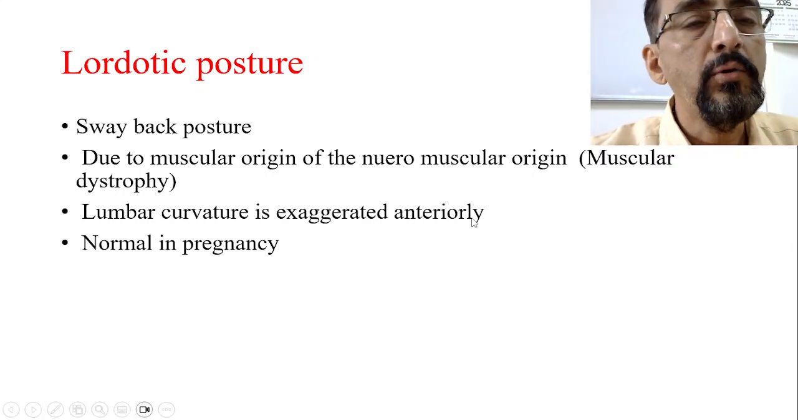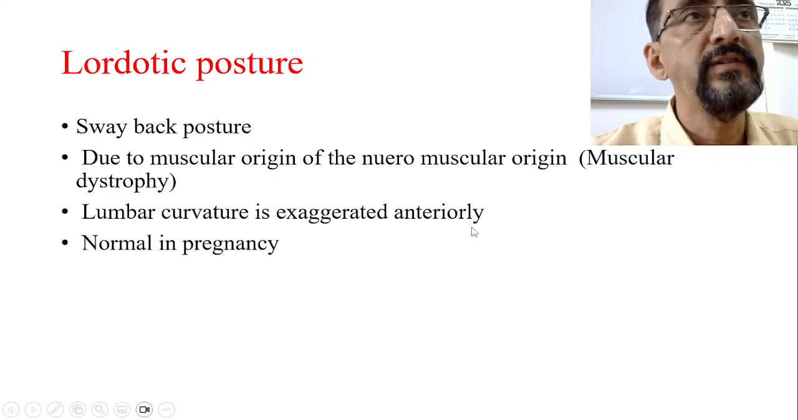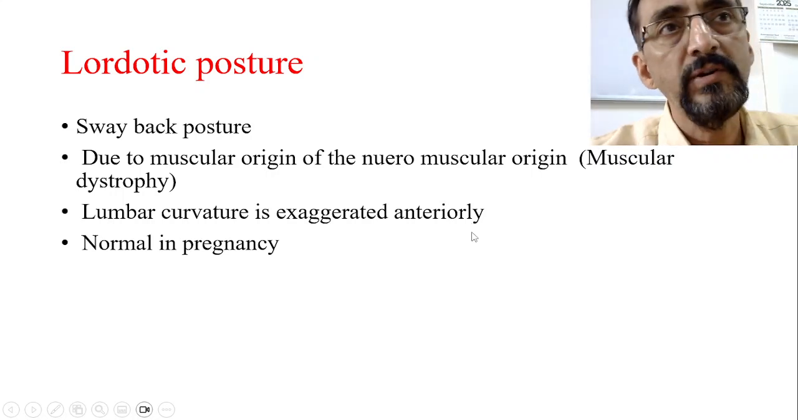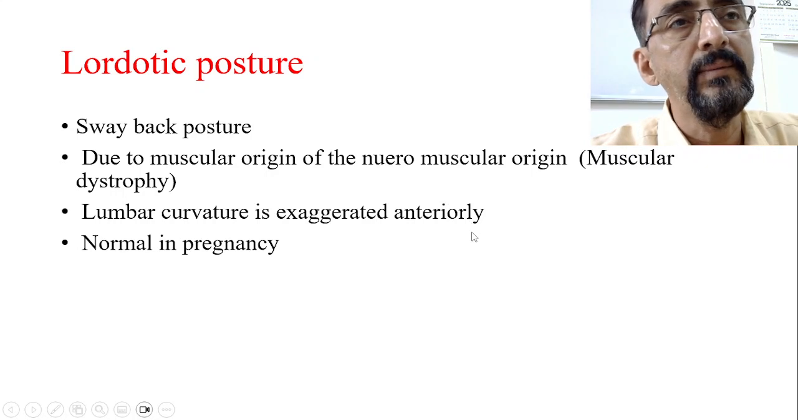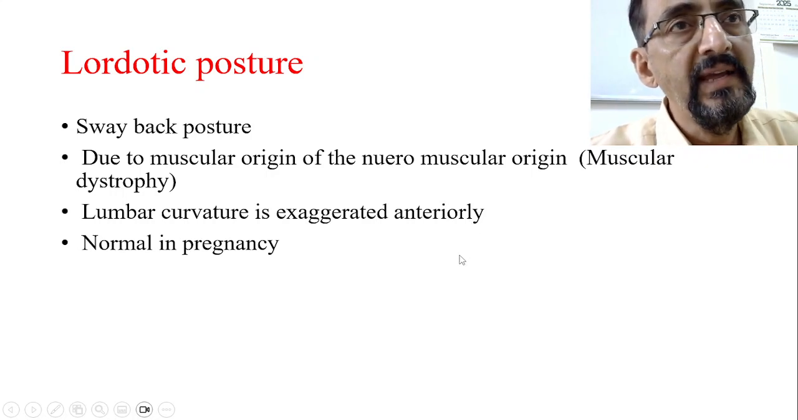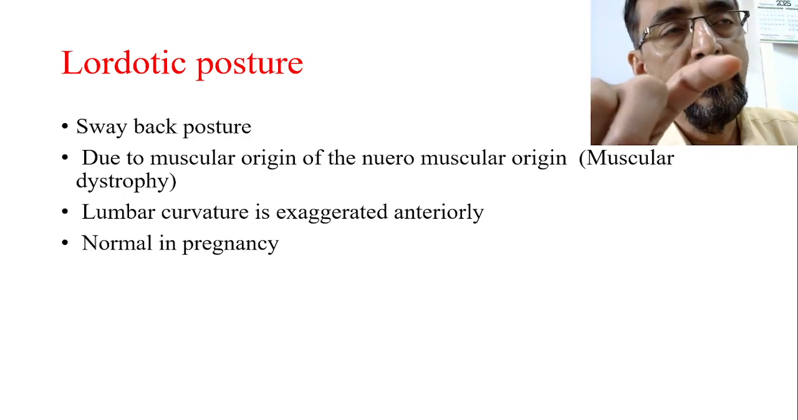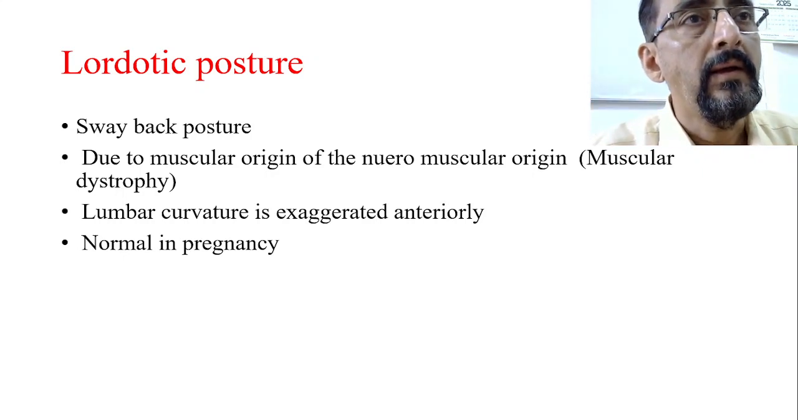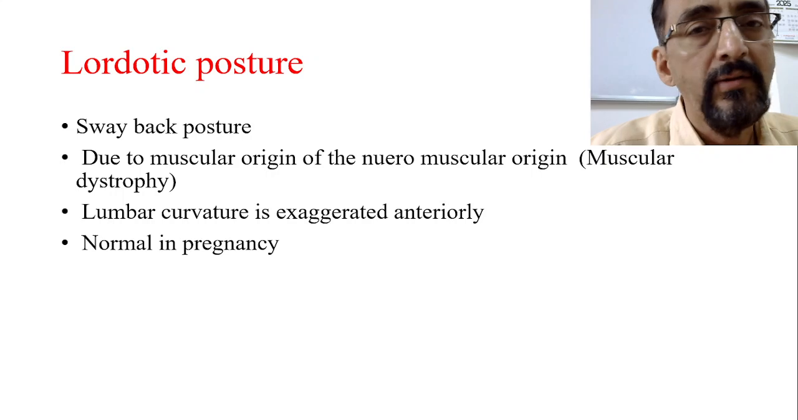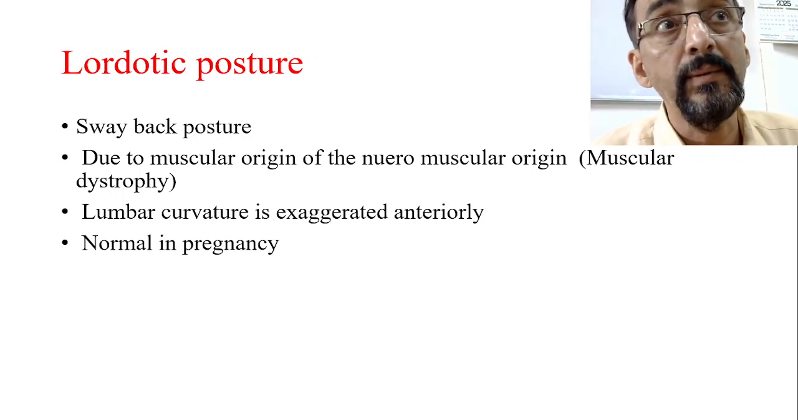Abnormal lordotic posture is very commonly seen in patients with muscular dystrophy. Proximal muscle weakness is there, therefore the pelvis will be tilted during each step. One is weight transfer from one leg to another leg. The pelvis is tilted forward with each step. All of that is happening because of the weakness of the proximal muscles.